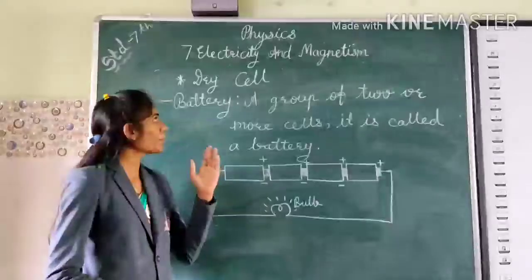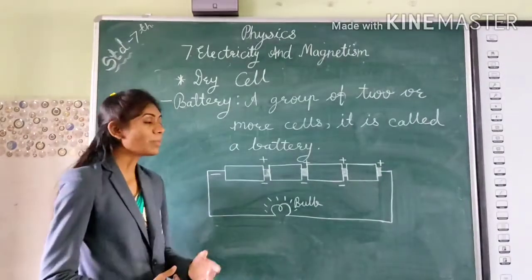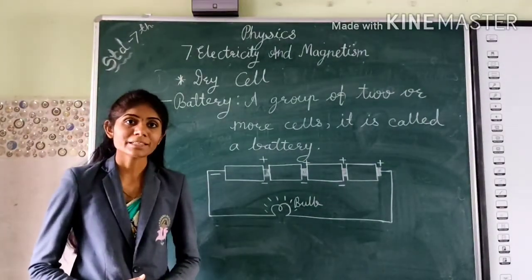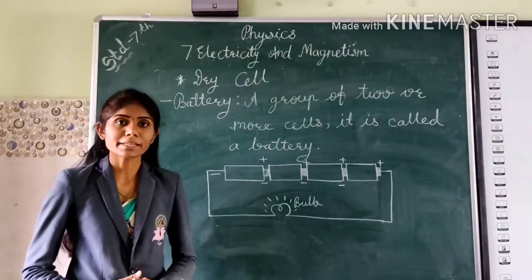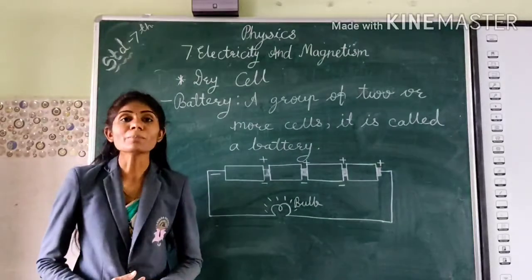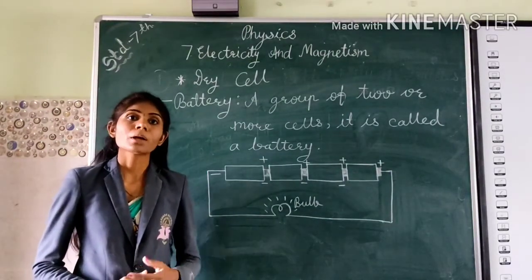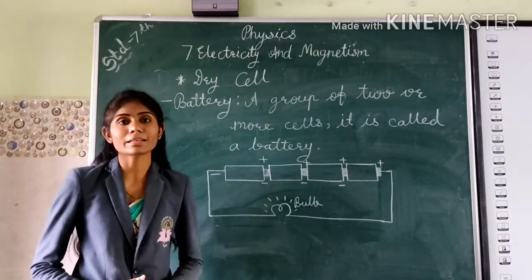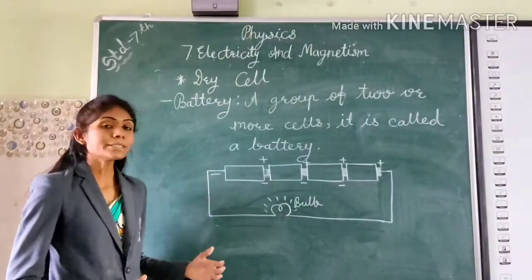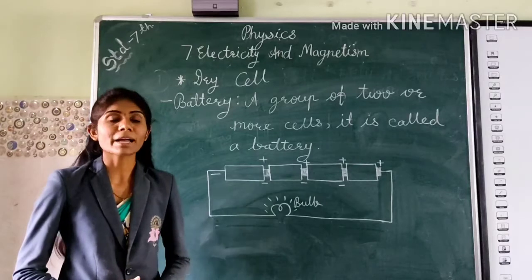Next, the battery. It shows a use of the dry cell. A group of two or more dry cells is called a battery. We can make a battery by using a group of dry cells, and we need to make a battery when we need more electricity. So let's prepare the group of cells here to make a battery.